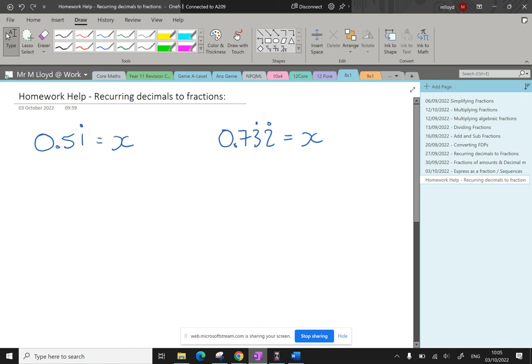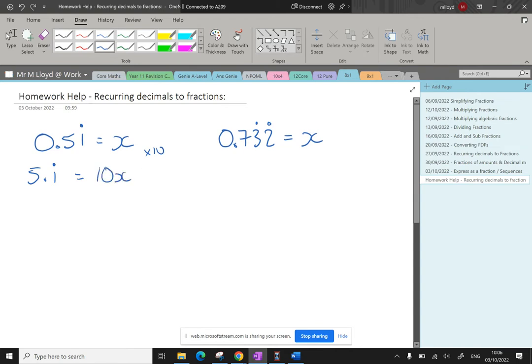Okay, so we've started and we're changing 0.51 recurring into a fraction. Now, what we covered last time is we need to make sure that we've got the recurring element to the right-hand side of the decimal place. So our first step on this one is to multiply by 10 on both sides. That gives us 5.1 recurring equals 10x.